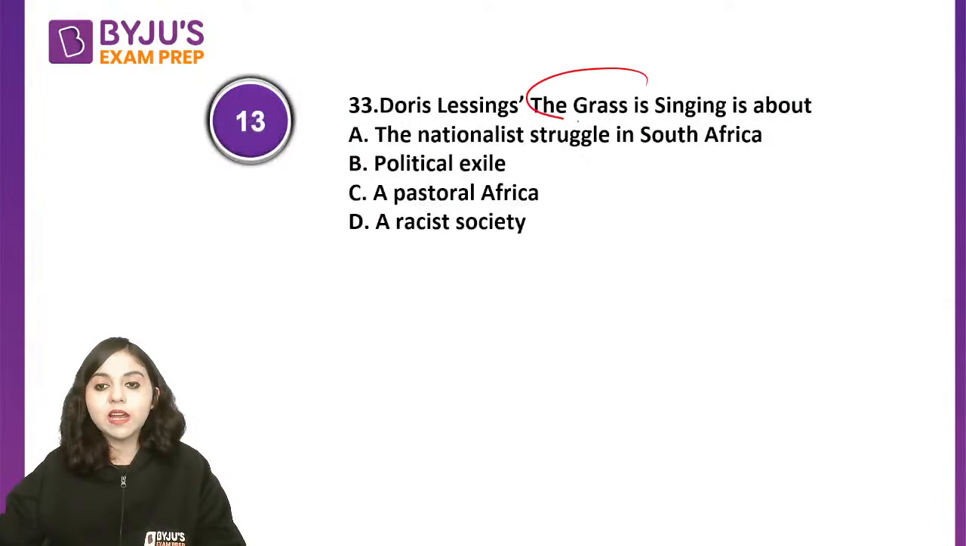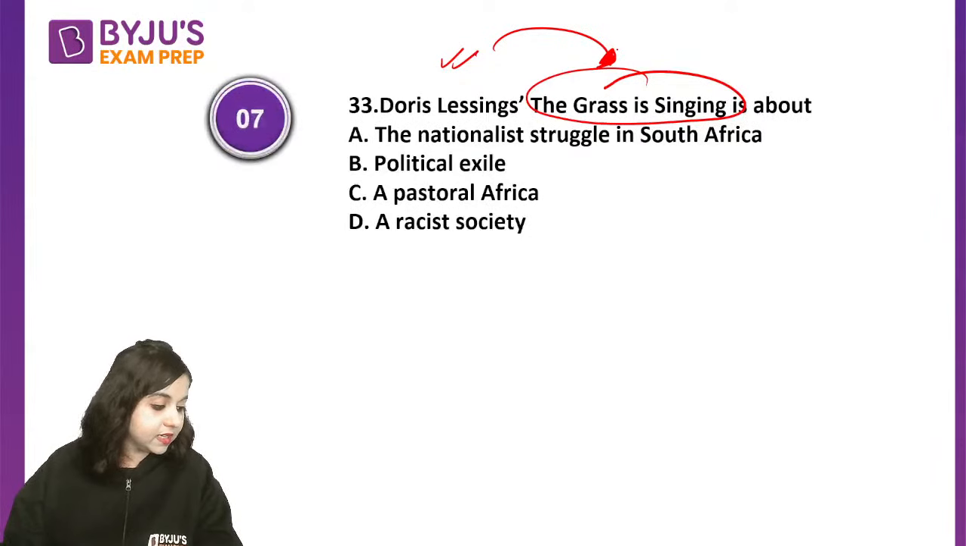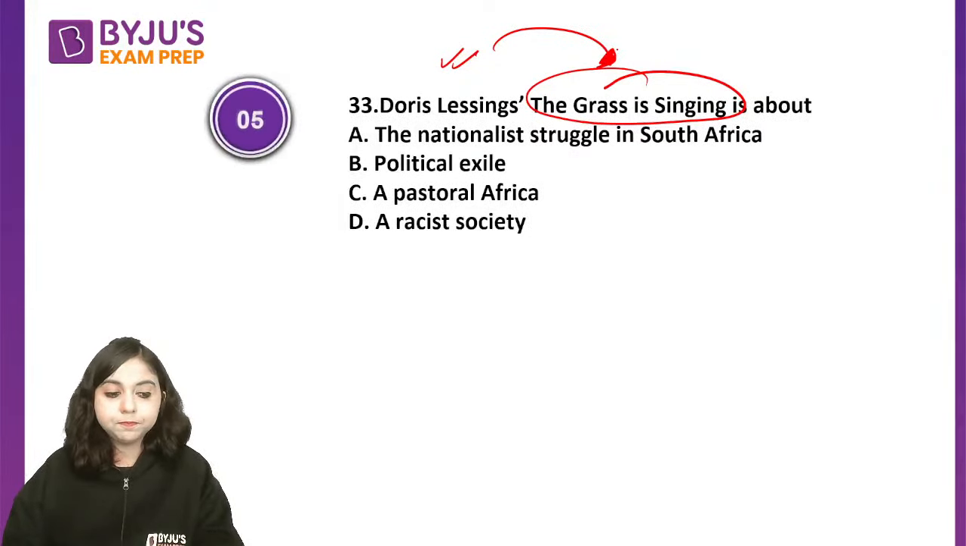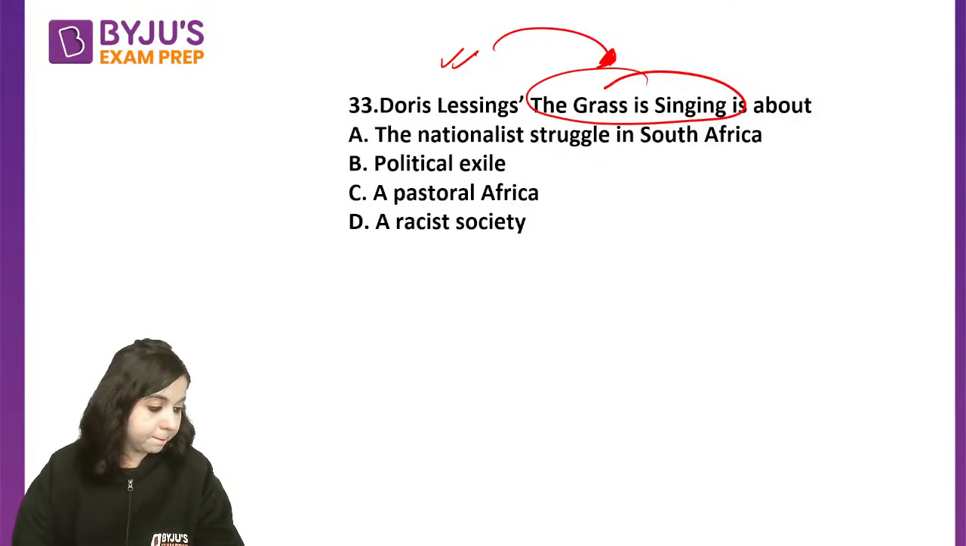Doris Lessing's The Grass is Singing is about what? What is this work largely telling you about? What is it that the work is dealing with?